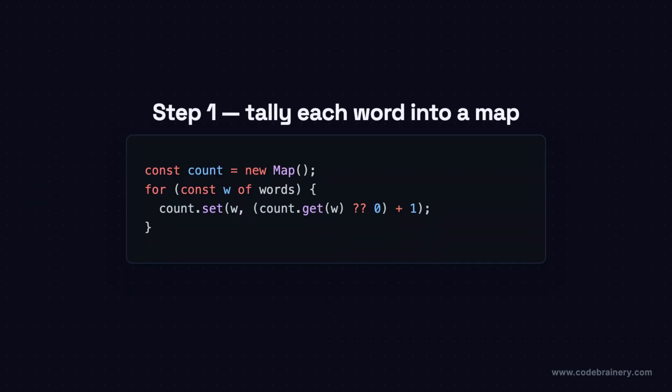Step 1, the count. Walk the input list once. For each word, either start its tally at 1, or add 1 to its existing tally. After this loop, the map holds every unique word and how many times it appeared.